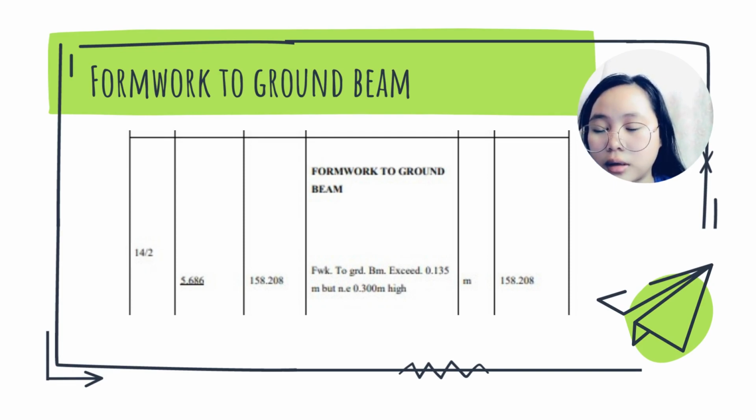So the height of the blinding to ground beam, we have to multiply with 14 and 2, so we get a formwork to ground beam which is exceeding 0.135 meter but not exceeding 0.300 meter height, so we get 158.208 meter.